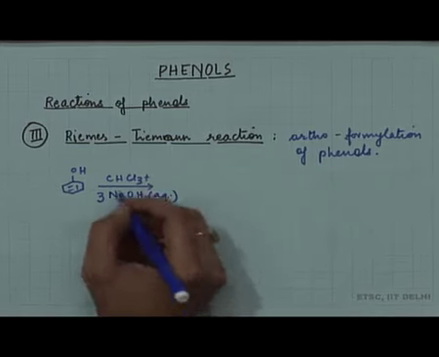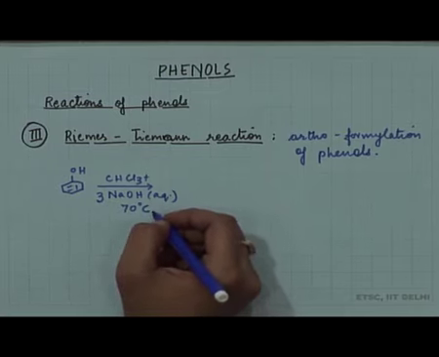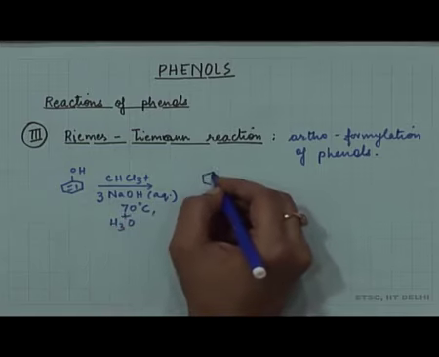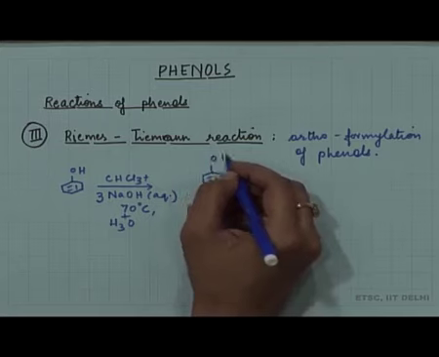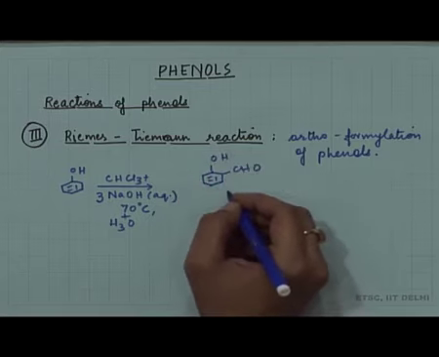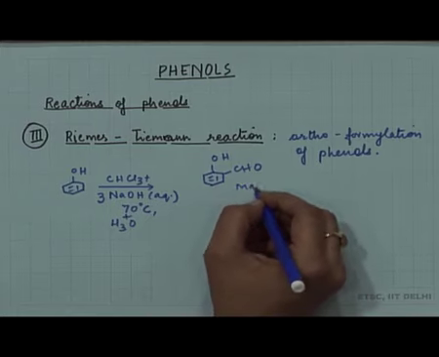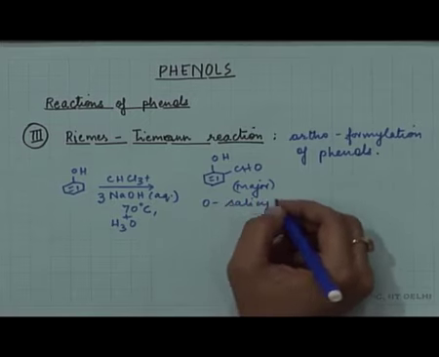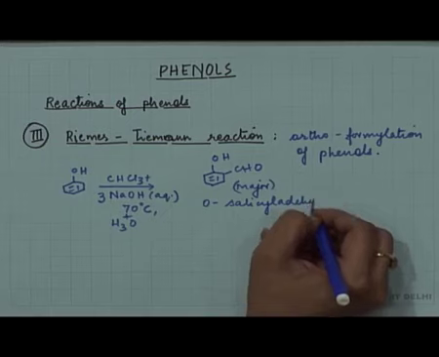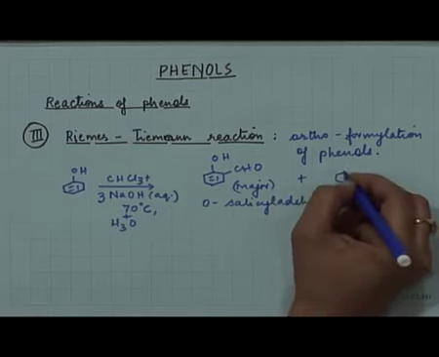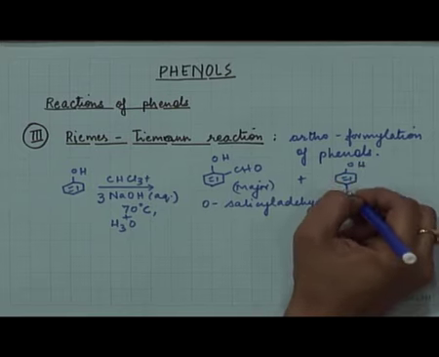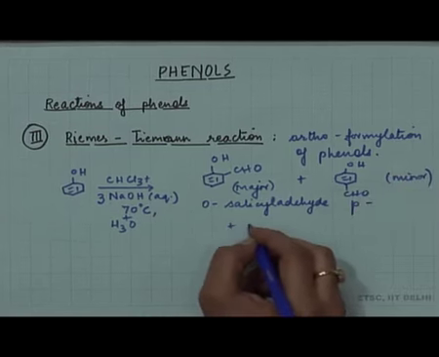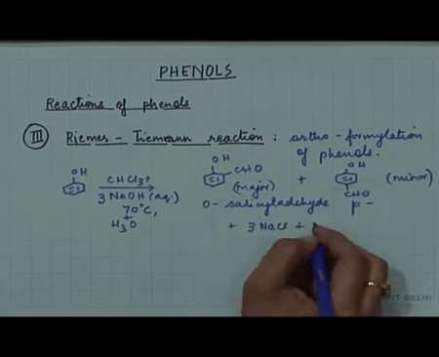When you heat all these constituents at about 70 degrees, followed by an acidic workup, you end up with two products, both formylated. One is ortho-hydroxybenzaldehyde, which is the major product, which we also call ortho-salicylaldehyde, and the minor product is the para isomer, which you obtain along with the formation of NaCl and water.